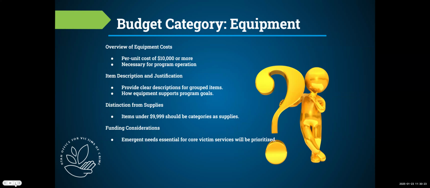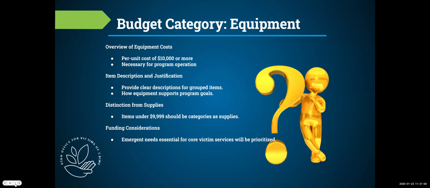When we talk about the equipment category, we're focusing on items that cost $10,000 or more per unit and are necessary for your program's operation. If you're requesting equipment, make sure to give a detailed description of each item. This includes the quantity you plan to purchase, the unit price, and an explanation of how it supports your program's goals. It's important to remember that items with a unit cost under $10,000 should be itemized as supplies, not equipment.